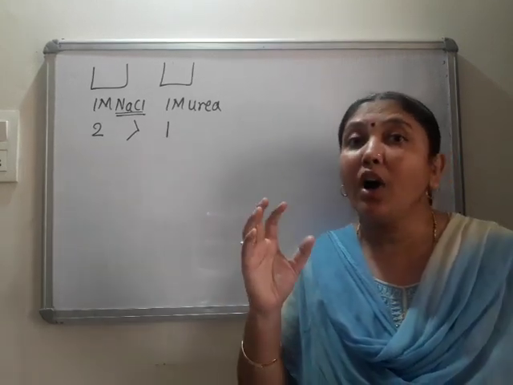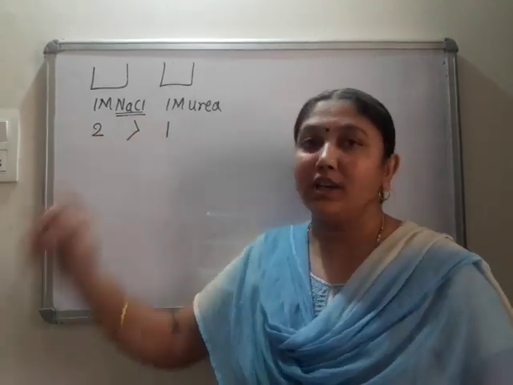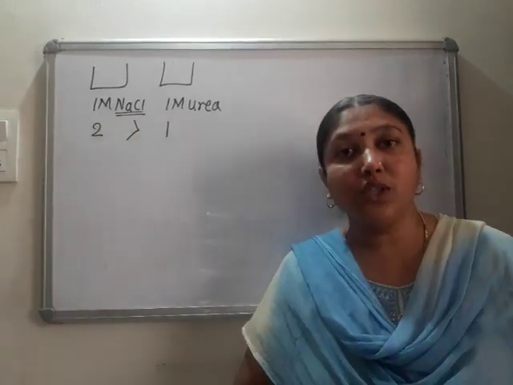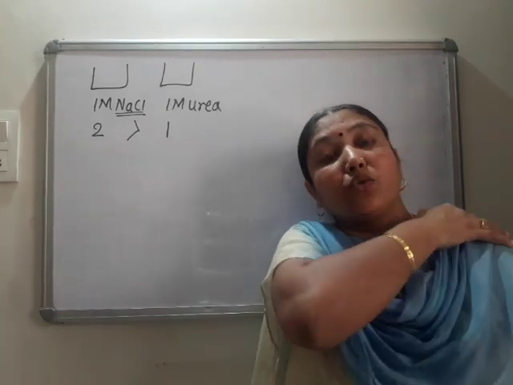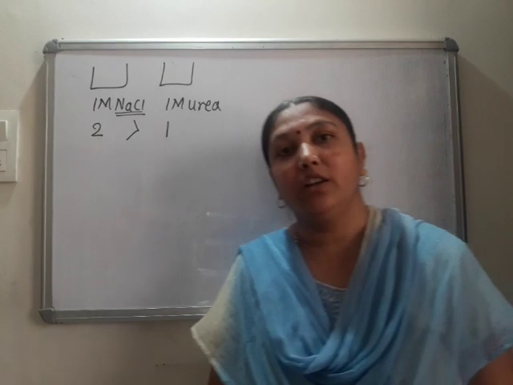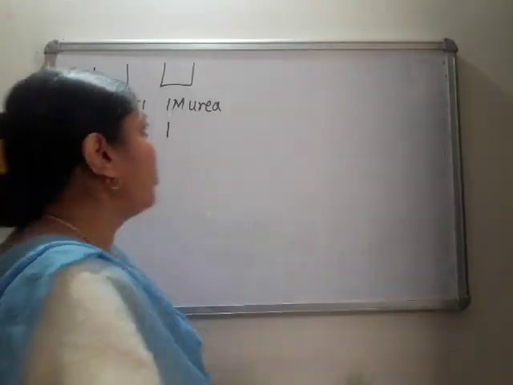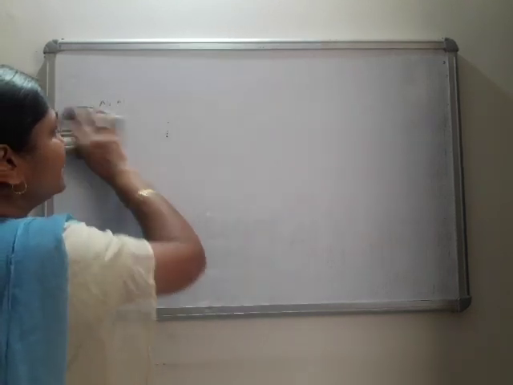Okay, so how to get the actual value of the colligative property of this electrolyte? Related to this, work was done by the scientist Van 't Hoff, and he introduced one factor, which is known as the Van 't Hoff factor. So what is that Van 't Hoff factor? That we will discuss now.